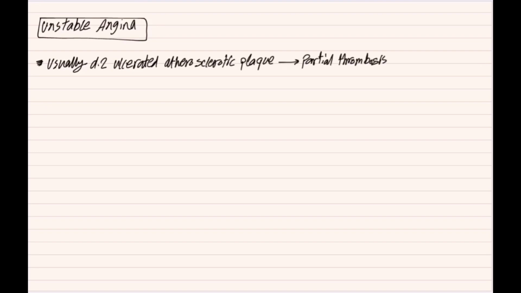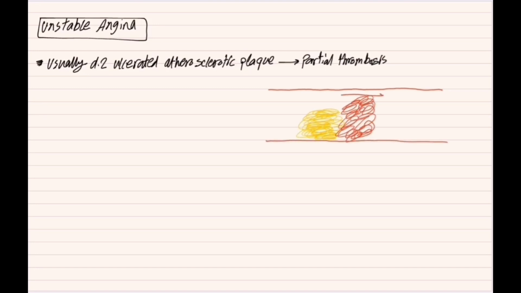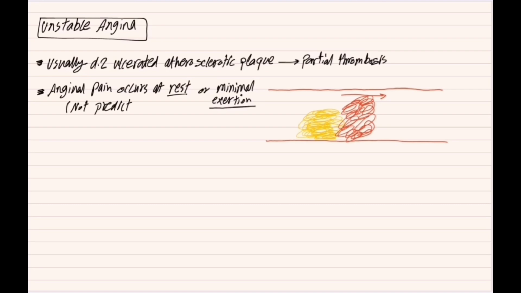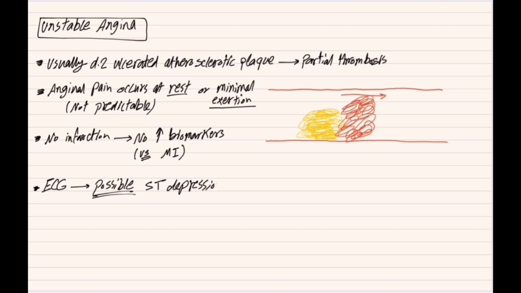The unstable angina happens usually due to an ulcer that happens in the atherosclerotic plaque, and a secondary partially obstructing thrombus happens. The anginal pain will happen at rest or minimal exertion. And as we said, it's not predictable. Episodes may be longer, pain may be worsening, the frequency of the episodes may be increasing and not stable. And again, no infarction equals no increased cardiac biomarkers, and EKG changes are basically the same as in stable angina.